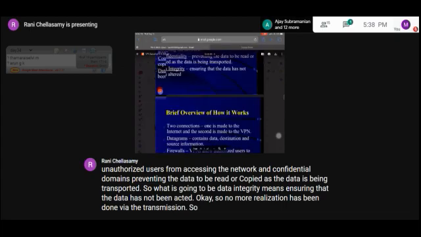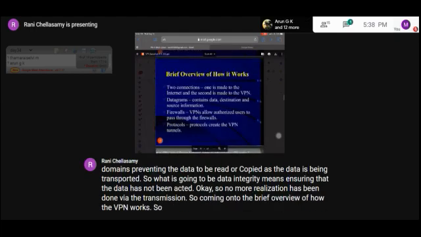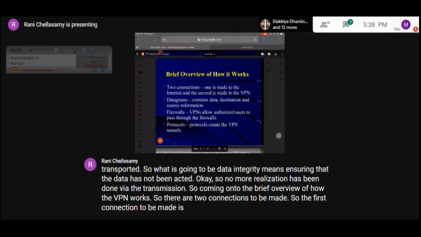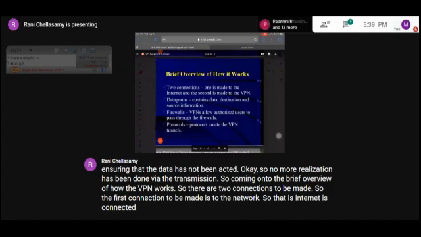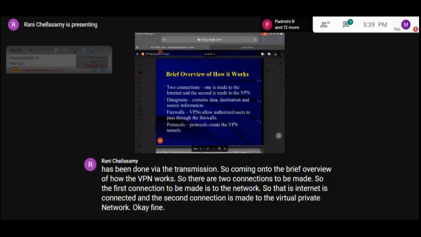So coming on to the brief overview of how the VPN works. There are two connections to be made. The first connection is made to the network, that is, the internet is connected. And the second connection is made to the virtual private network. Okay, fine. So coming on to the datagrams.